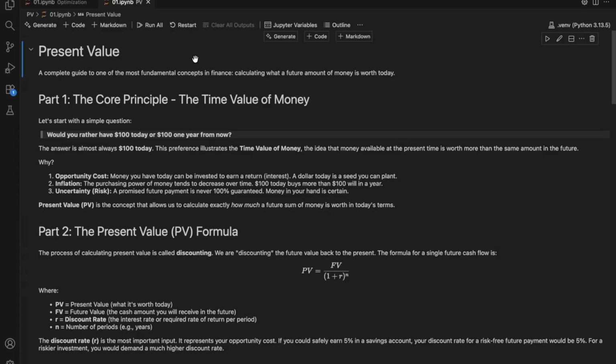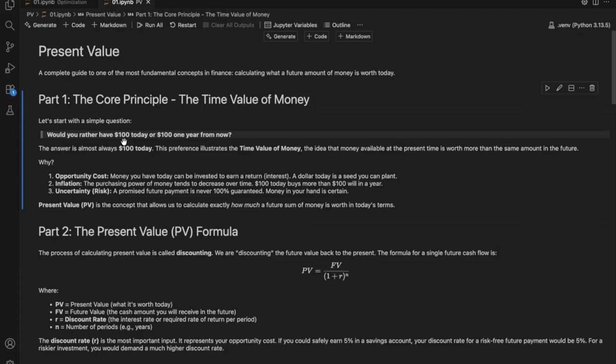So let's get started. Let me ask you a simple question. Would you rather have $100 today or $100 one year from now? I'm willing to bet you said $100 today. This simple preference is the foundation of the time value of money. The idea that money you have right now is worth more than the same amount in the future.